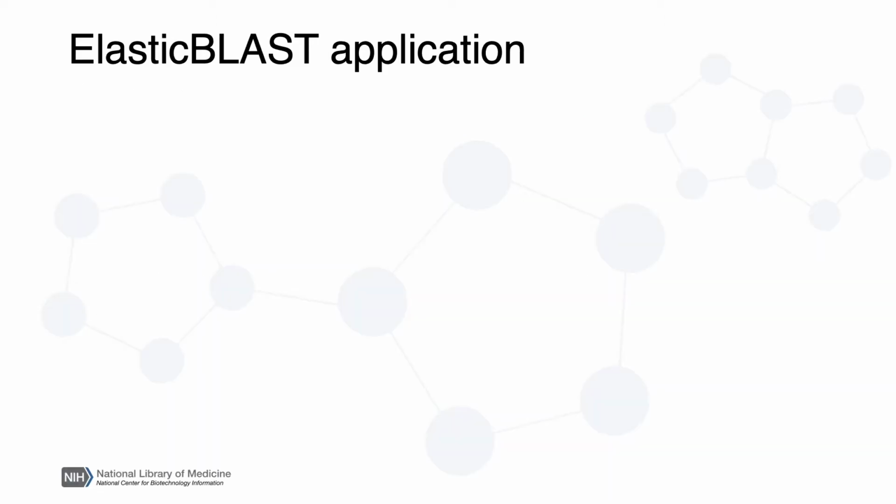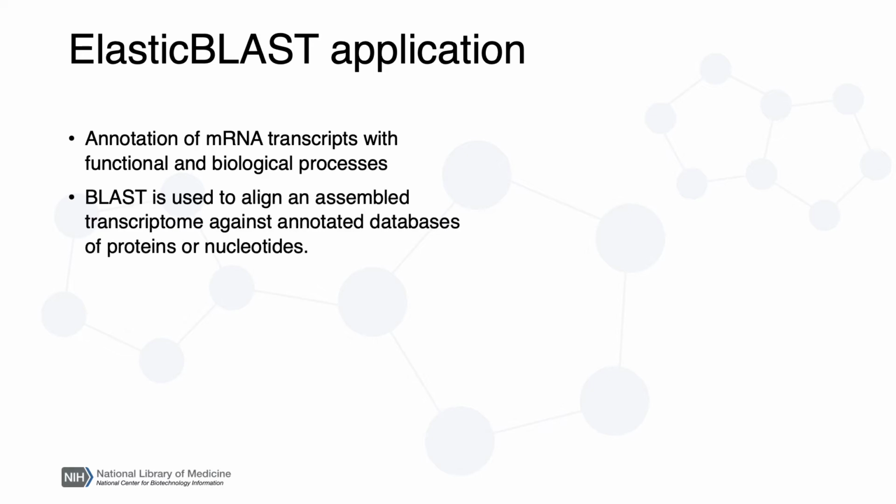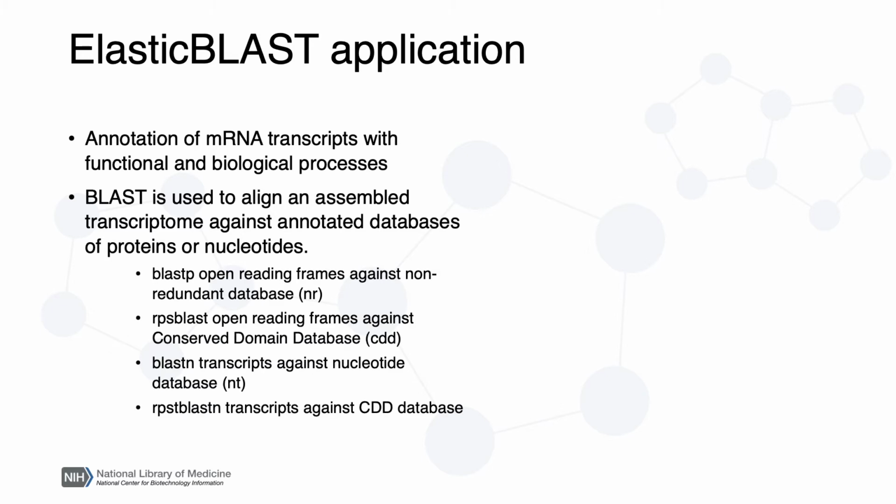Next, I will provide an example of when ElasticBLAST will be helpful. mRNA annotation with functional and biological processes is an important step in developing an understanding of the biological complexity of an organism. This process typically involves the integration of multiple biological databases and software tools. In this process, BLAST is used to align an assembled transcriptome against annotated databases of proteins or nucleotides. These alignments are the first step to identifying close and/or distant homologous genes, proteins, and functional domains to generate new annotations on the newly assembled transcriptome.